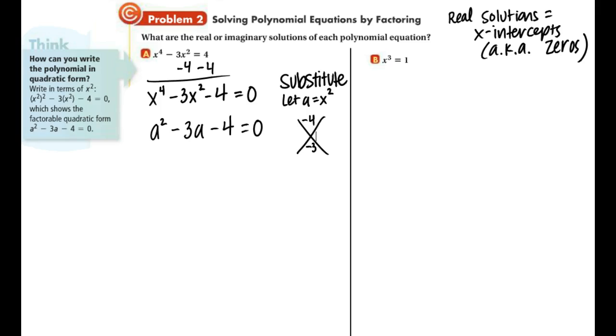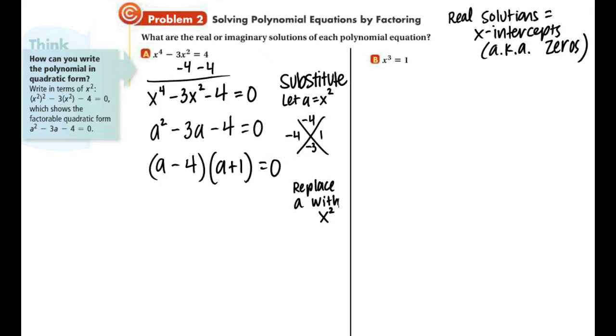So setting up the x on the side, the numbers that work are negative 4 and 1. So now we can write a minus 4 and a plus 1. And that would be the factored form. Now we can replace a with x squared. So we really just use that substitution to assist us in the factoring process, and then from there we're putting x squared back where it is.